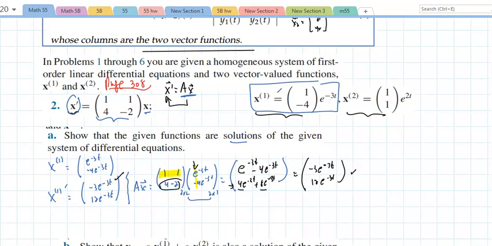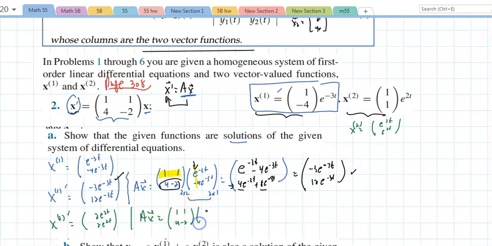If I take x sub 2, x sub 2 is actually e to the 2t, e to the 2t. So if I take a derivative of that, that will be 2e to the 2t, 2e to the 2t. Okay, now let's see if Ax matches. A happened to be 1, 1, 4, negative 2 multiplied by e to the 2t, e to the 2t.